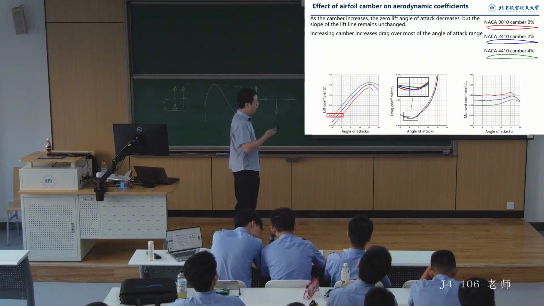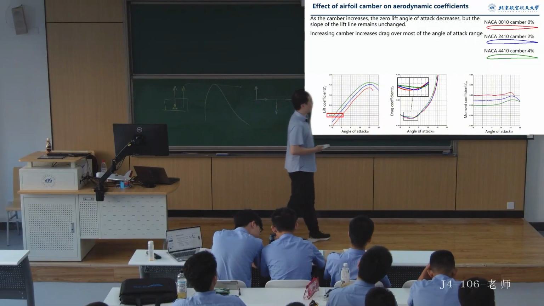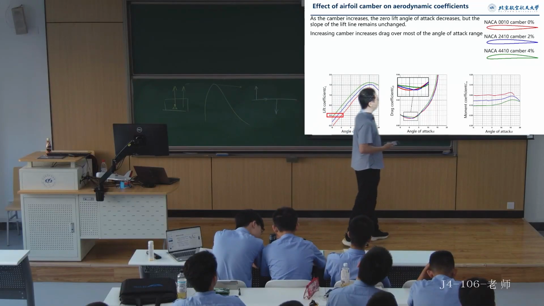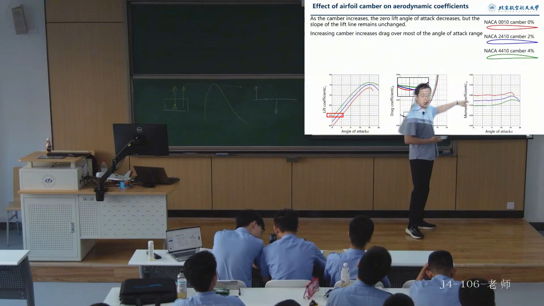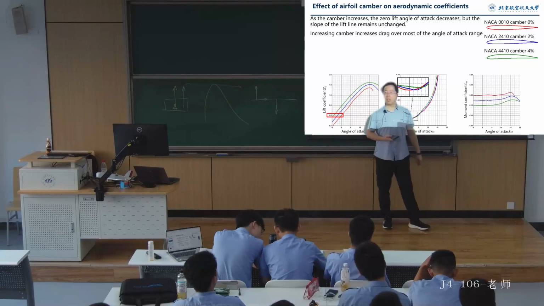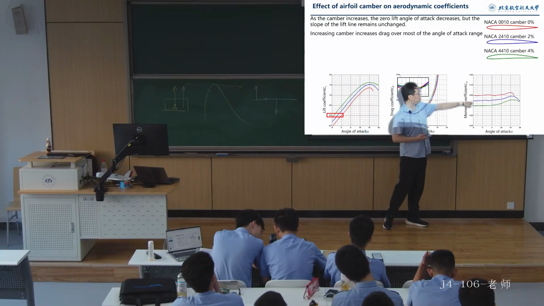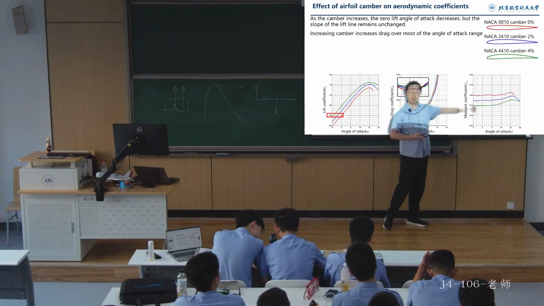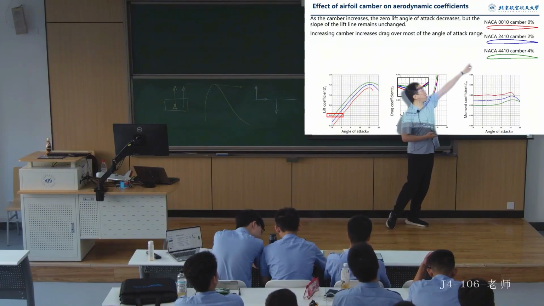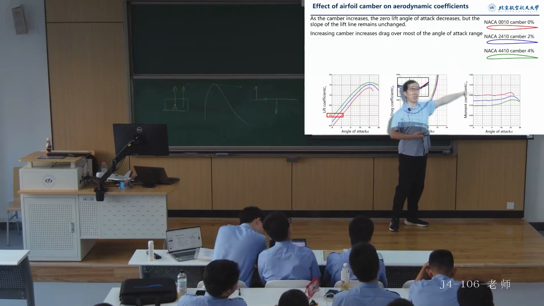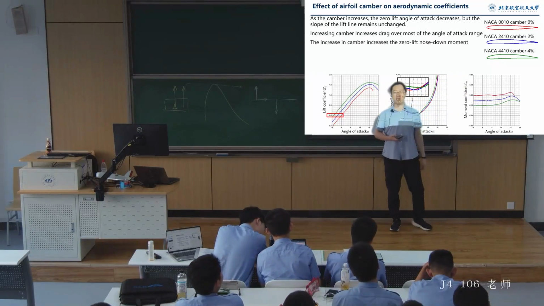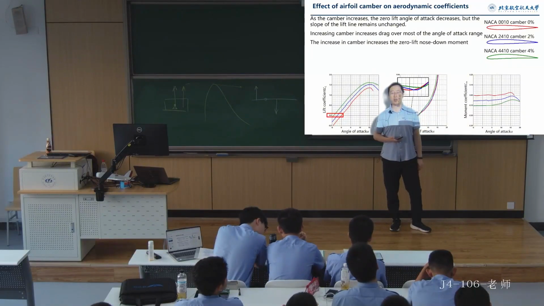Now, let's take a look at the moment characteristics. So, what about the moment characteristics? As the camber increases, how does it change? The first point is that it becomes negative, right? The red one is a symmetrical type, correct? A symmetrical type. So, when the angle of attack is 0, the forces above and below should be symmetrical, right? Therefore, it definitely won't generate a moment. So the 0 point is 0.